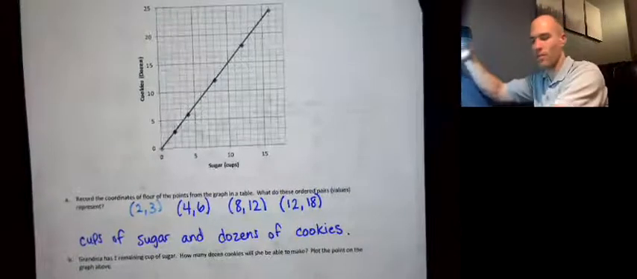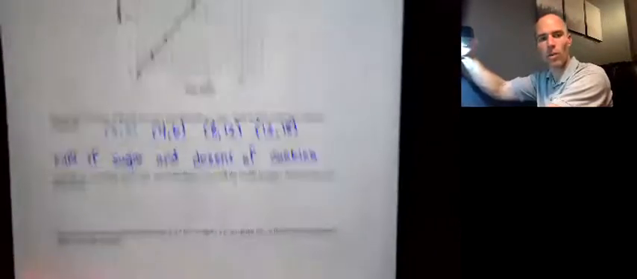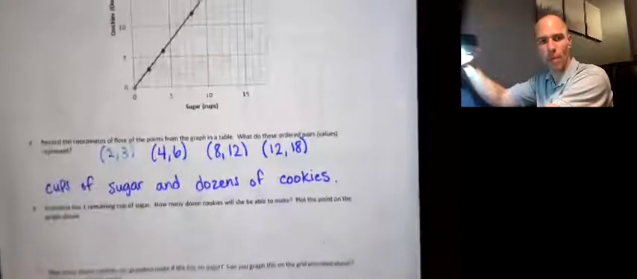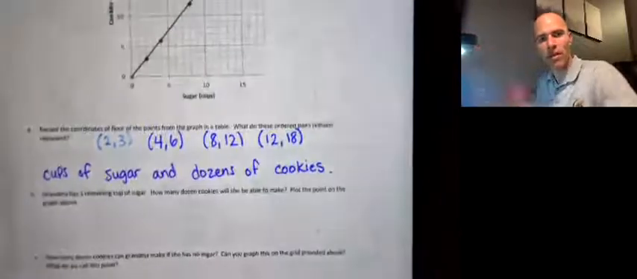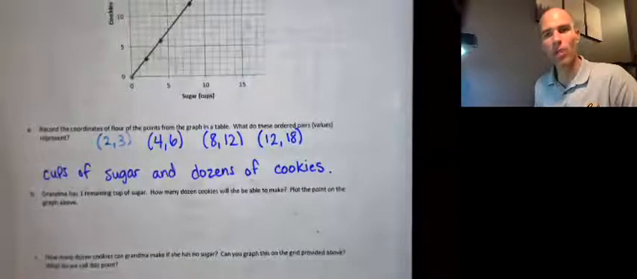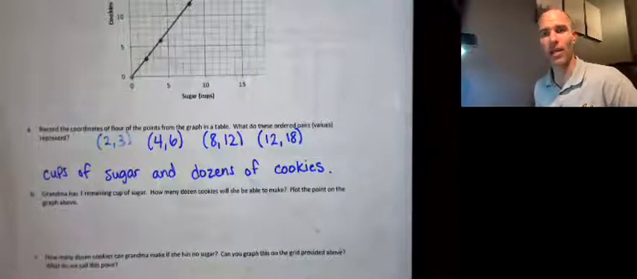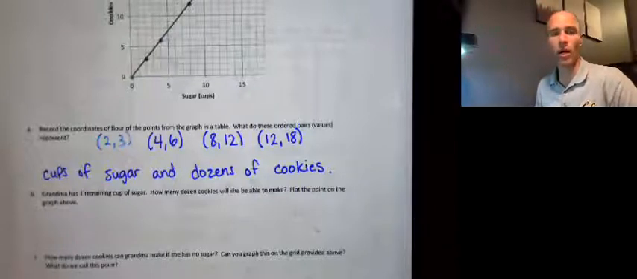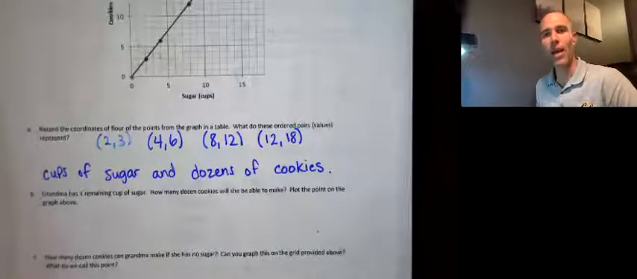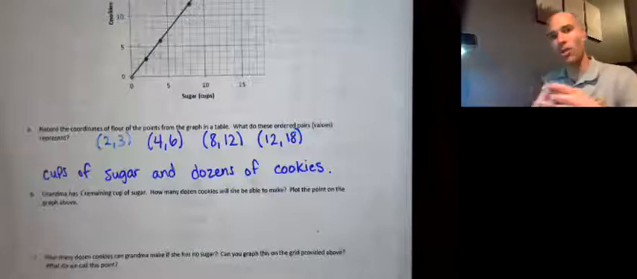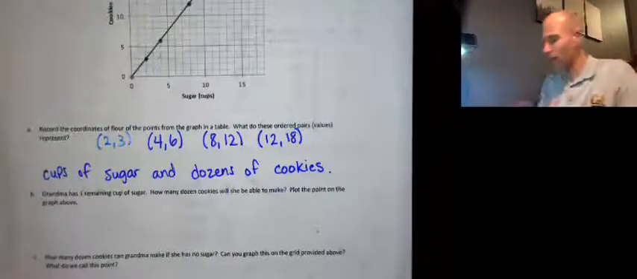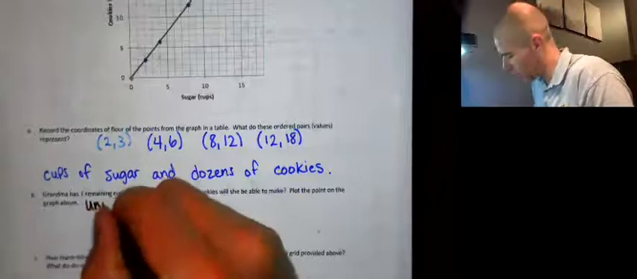So the next part says, Grandma has 1 remaining cup of sugar. How many dozens of cookies will she be able to make? Plot the point on the graph above. Okay, so this is going to be a really important point that we're going to graph, and it's going to get a special name, and we're going to talk about it a lot. So the first thing we have to do is figure out how many dozens of cookies she can make with 1 cup of sugar, AKA the unit rate, right? How much of something you can get per 1 of the other thing, that's the unit rate.